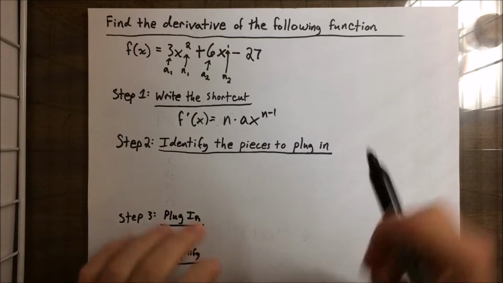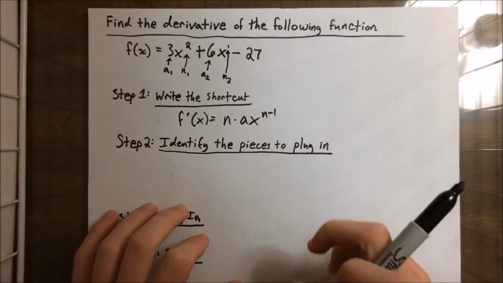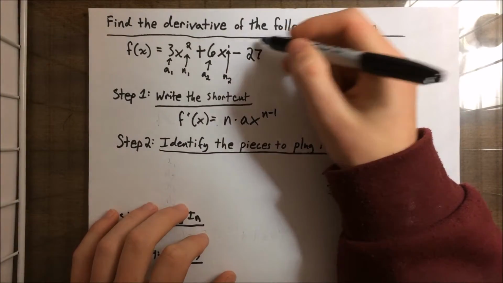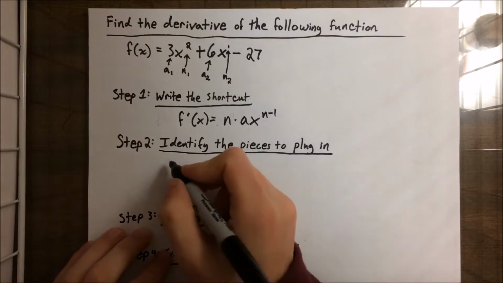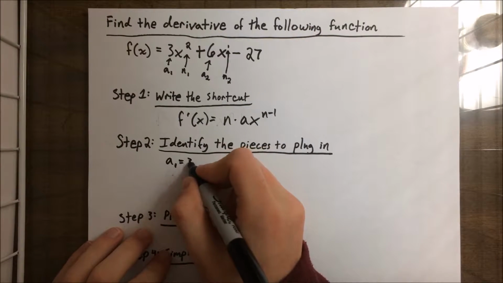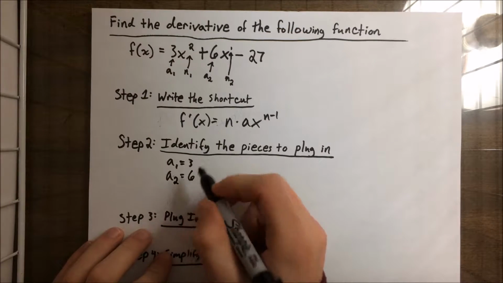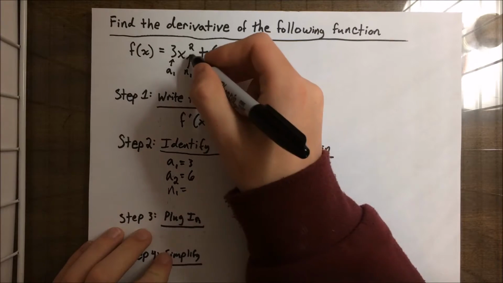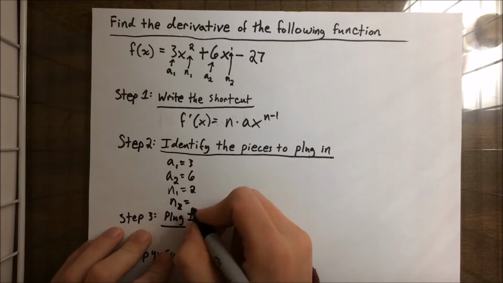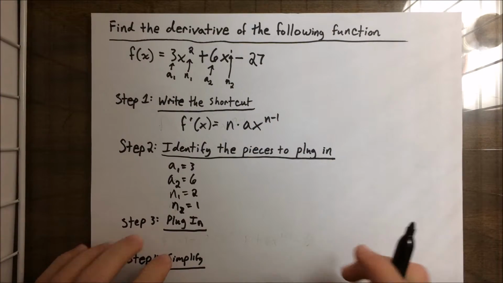When you take the derivative, you're just taking the derivative of each part if it's addition and subtraction. So this part you're taking the derivative of, this part, and this part. Let's identify the pieces. a1, the first constant out front, is equal to 3. a2, the second constant, is 6. n1 is 2. n2 is 1. And then the constant is 27, but that won't matter because that'll go to 0.